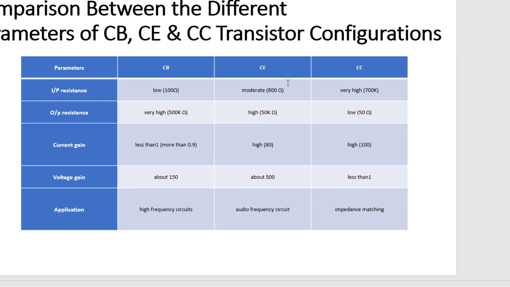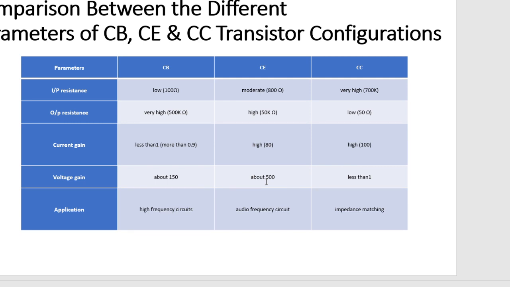The next transistor configuration is CE, the common emitter configuration. The input resistance is moderate, in the sense it is greater than that of CB and less than that of CC. It has a moderately high value of output resistance, but the voltage gain and the current gain are high. The current gain of CE is around 80, and the voltage gain is around 500.